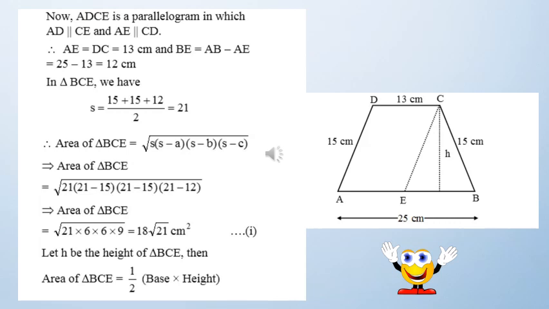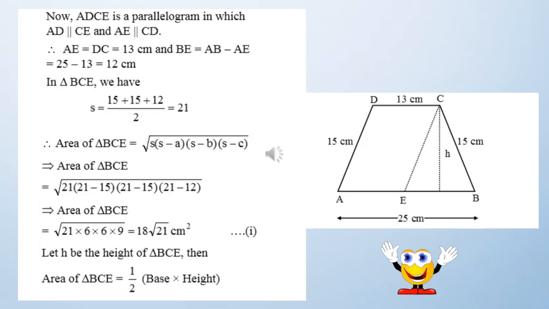And in a parallelogram, opposite sides are equal. So AD will be equal to EC, both 15 centimeter. EC will be equal to AE, that will be 13 centimeter. And complete AB was given to us as 25, so BE will be 12 centimeter. Now in triangle BCE, we have found all three sides. Two sides are 15 and one side is 12. So you can apply Heron's formula to find its area. You already know how to apply Heron's formula. First we find the semi-perimeter and then we apply S minus A, S minus B, S minus C, the whole group.